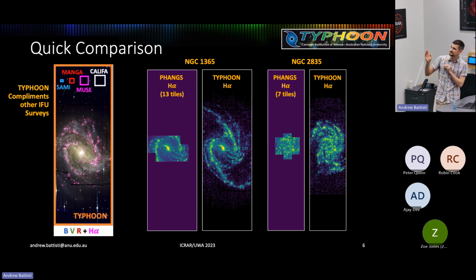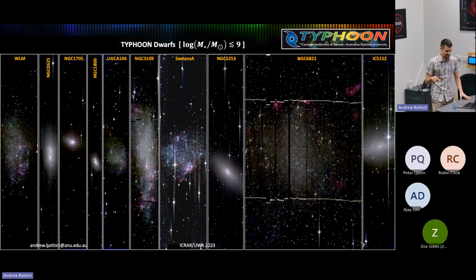But it depends on what you want to do with the data. If you're interested more in studying, for example, the nature of the gas at higher effective radii, Typhoon would probably be a more ideal data set. The other thing that's unique is that Typhoon has dwarf galaxies in the survey. FANGS is a survey of primarily massive spiral galaxies. About a quarter of the Typhoon sample is dwarf galaxies.